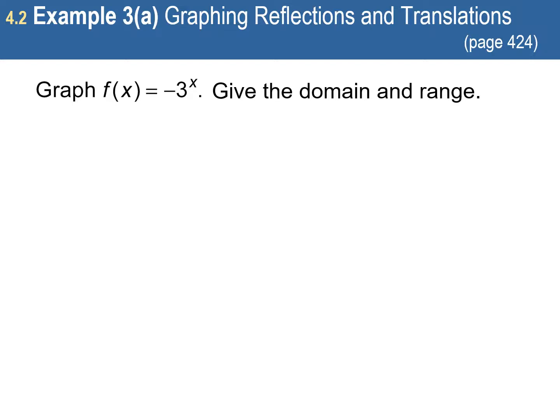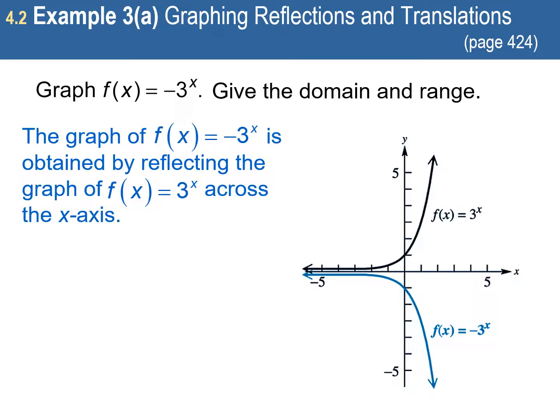Now graph f of x equals -3 to the x. Give the domain and range. Now see, this is a reflection of 3 to the x across the x-axis. The domain is all reals, and the range is from -infinity to 0.